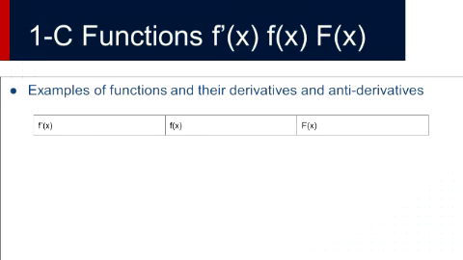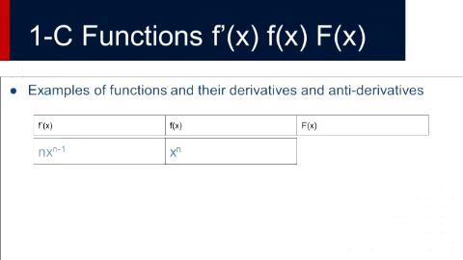And so here in the first row, on the left we would have the derivative of f of x. In the middle, we have the function, and on the right, we have the antiderivative. And so as you can see, for the function x to the power of n, if we take the derivative of that, we get n x to the n minus 1, and if we were to take the antiderivative of f of x, we get x to the power of n plus 1 divided by n plus 1, plus c.